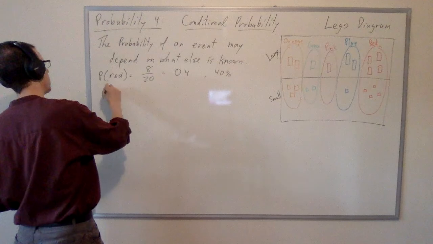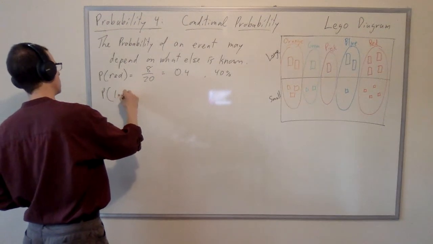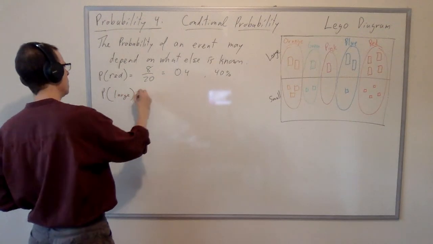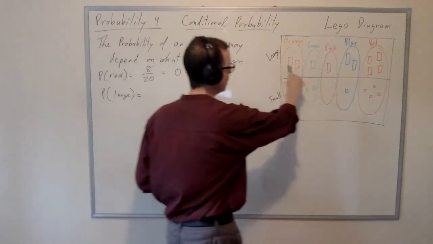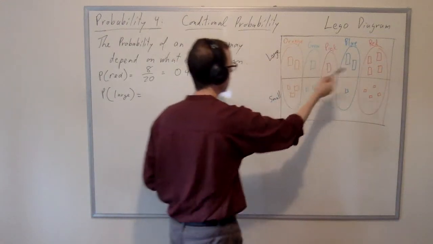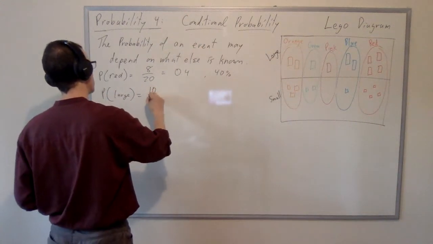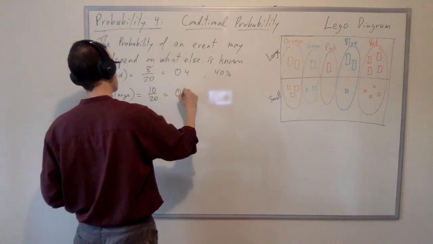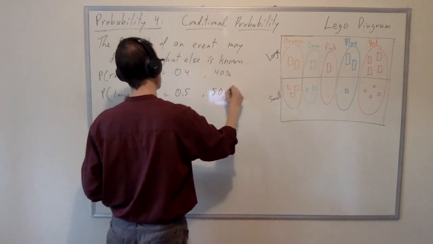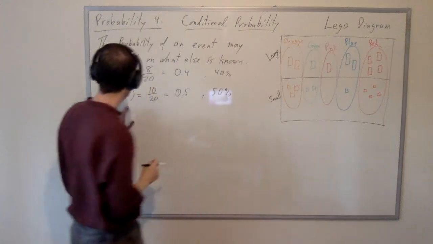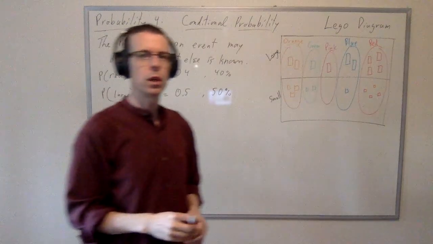The probability of getting a large Lego, some of them were large and some of them were small, is going to be, we count up these. So there are 10 large altogether here, and there are 20 Legos, and so that's 0.5 or 1/2 or 50%. So it's a toss up. So the probability of getting a large Lego is 50%.